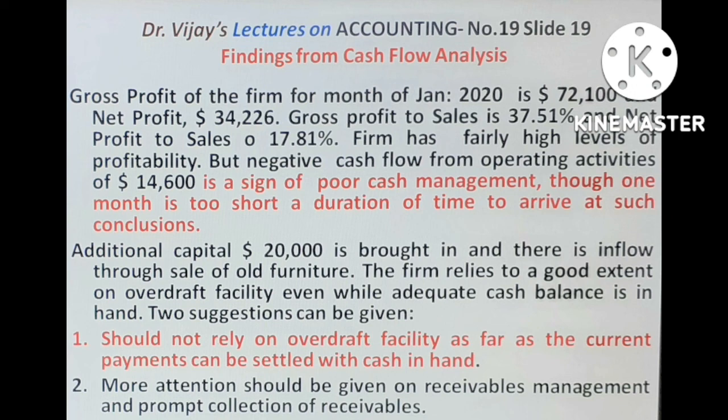Additional capital 20,000 is brought in and there is inflow through sale of old furniture $12,000. The firm relies to a good extent on overdraft facility even while adequate cash balance is in hand. 2 suggestions can be given. 1. Should not rely on overdraft facility as far as the current payments can be settled with cash in hand. 2. More attention should be given on receivables management and prompt collection of receivables.